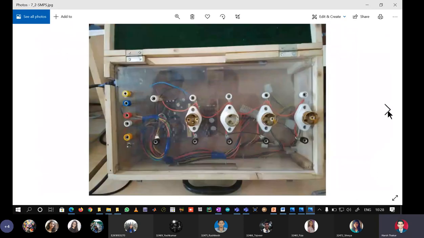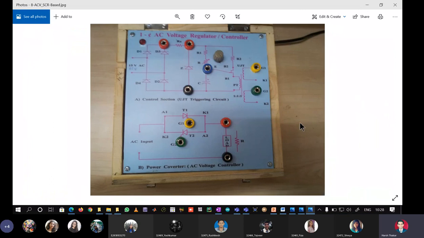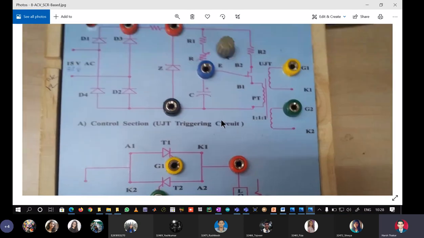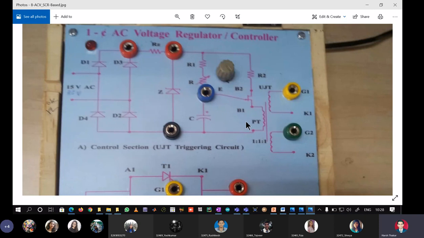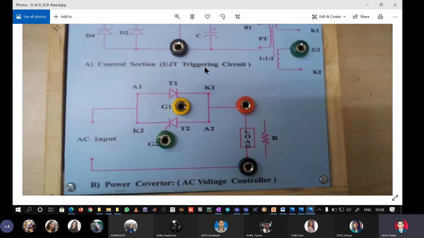Okay, yeah, this is it. And this is the AC regulator. Same thing as I told you, the upper half of the circuit is nothing but synchronized UJT triggering, which is generating the firing pulses for the two SCRs T1 and T2.